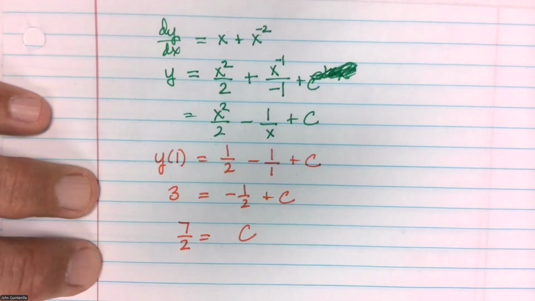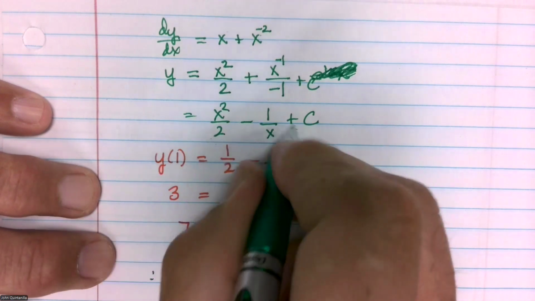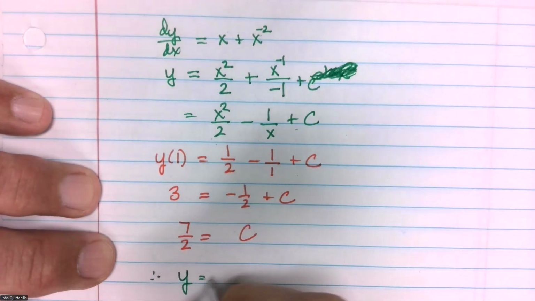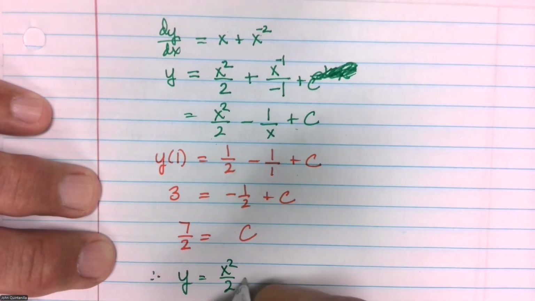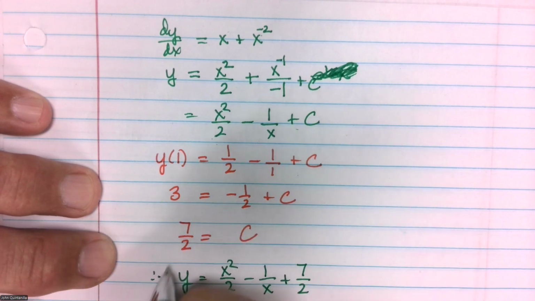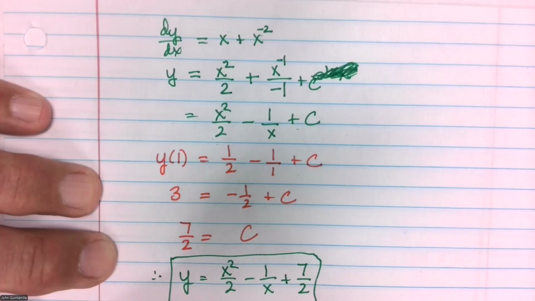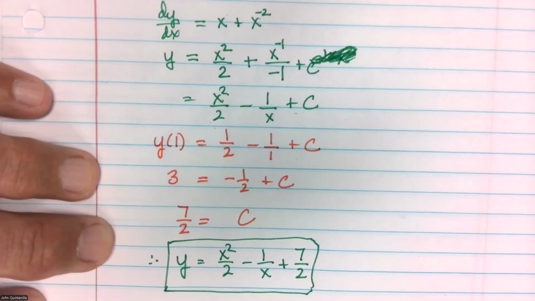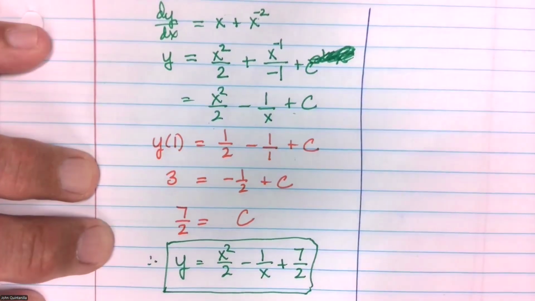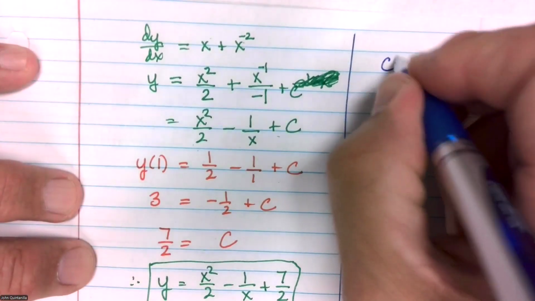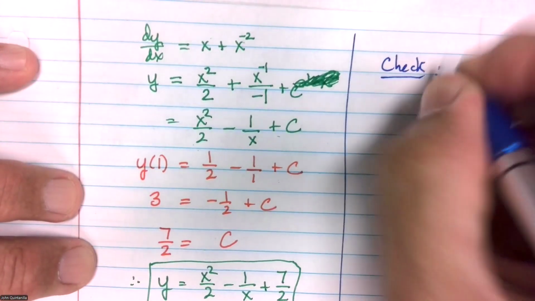And so I plug that into the top line, my formula for y, and so I get that y is equal to x squared over 2 minus 1 over x plus 7 halves. And that is the answer. Now, I could stop the video here, but let me do a check to confirm that this actually indeed works.